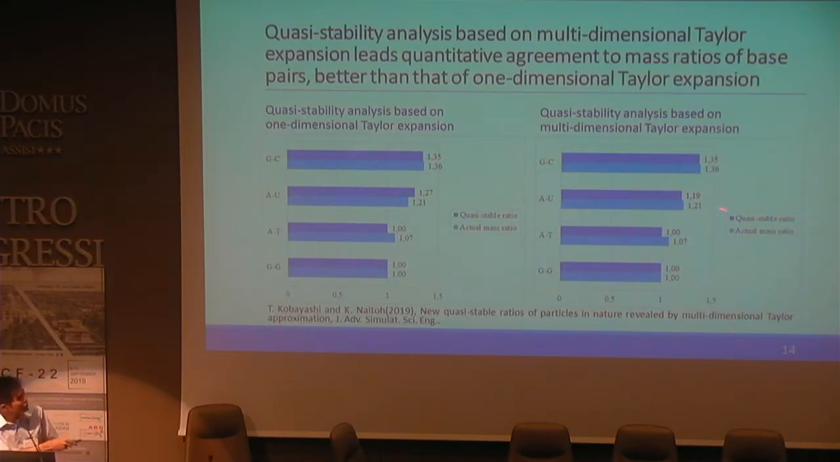The data labels shown in red color, this one, show a better agreement derived by multi-dimensional Taylor expansion. This ratio, 1.19, is closer to the actual mass ratio of base pairs, 1.21, than the known size ratio, 1.27.